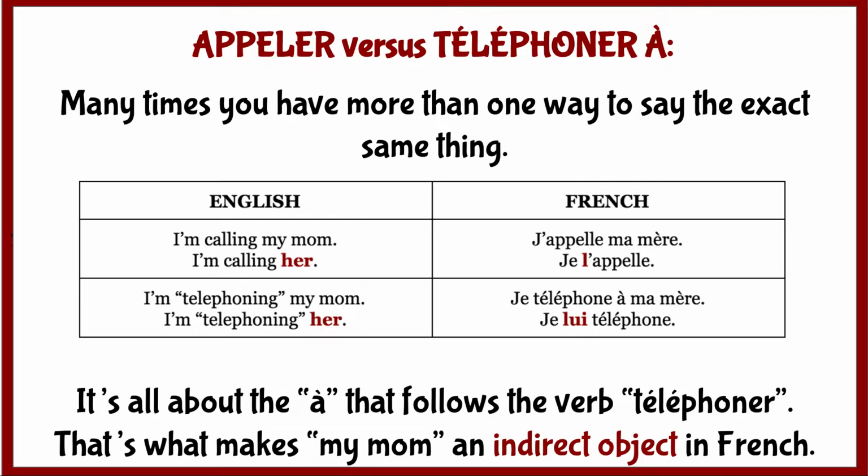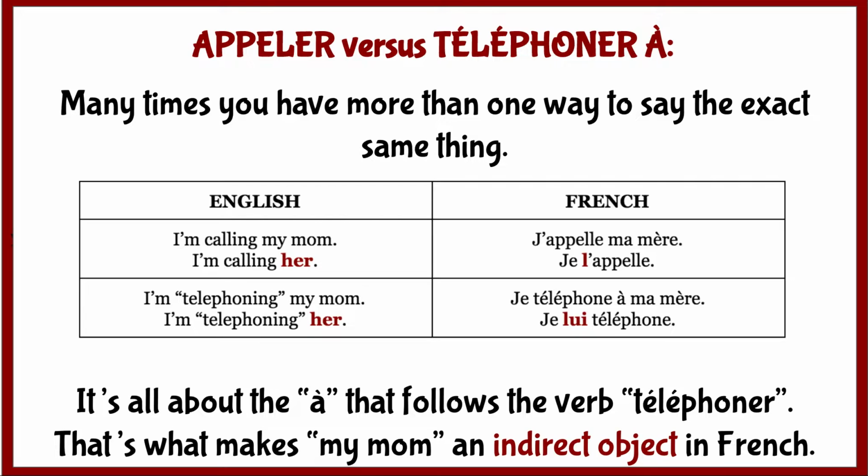So many times you have more than one way to say the exact same thing. It happens all the time in every language. You can do it in English too. So here's another example. Okay, I'm calling my mom. In English, I'm calling her, right? So in French, j'appelle ma mère. Je l'appelle. I'm telephoning my mom. I'm telephoning her.